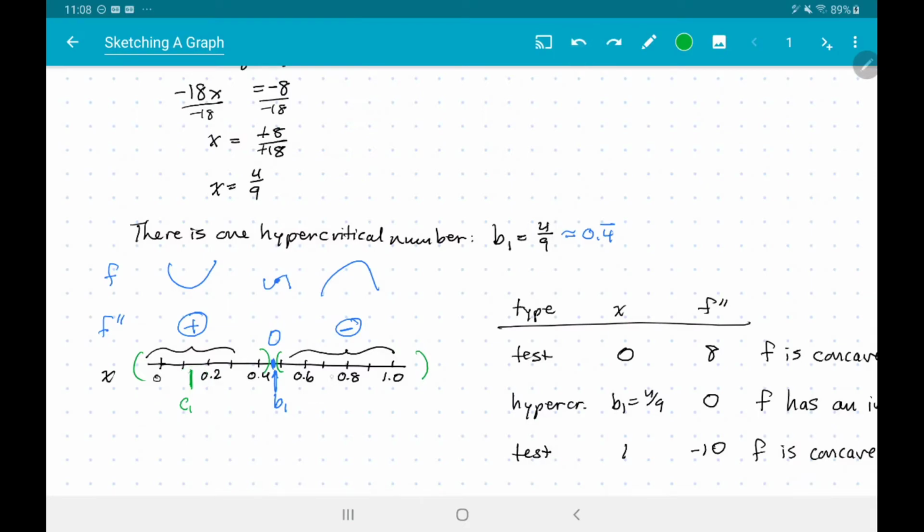C2 was 0.73, so that's over here somewhere. That occurs where f is concave down, so the second derivative test agrees that there should be a local maximum at C2. So all of the information from the first derivative and the second derivative, all of that information is consistent.